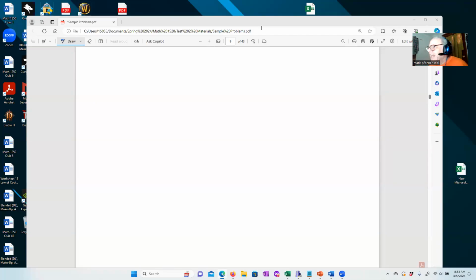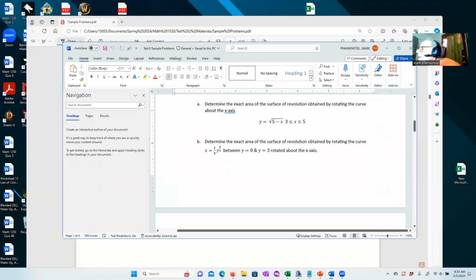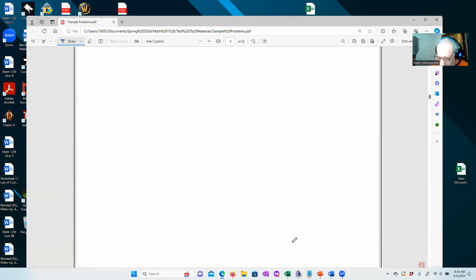So we're going to continue working on our pretest here, and we are looking at problem, I think, 3B. So let's go ahead and double check. Yes, 3B. So we're going to figure out the surface area for x equals 2/3 y to the 3/2, between y equals 0 and y equals 3.